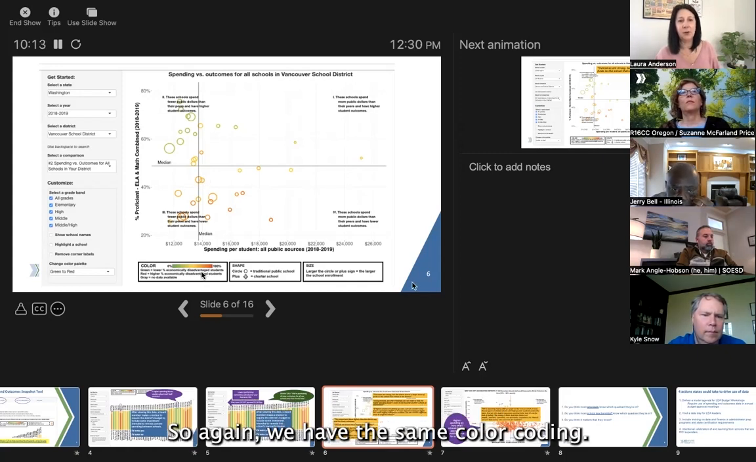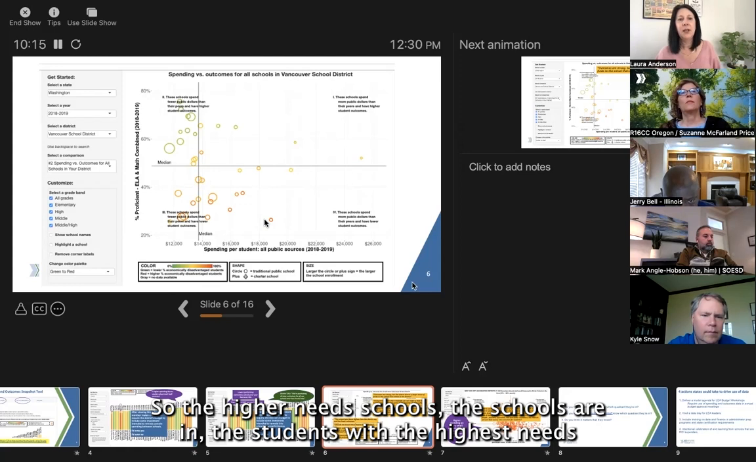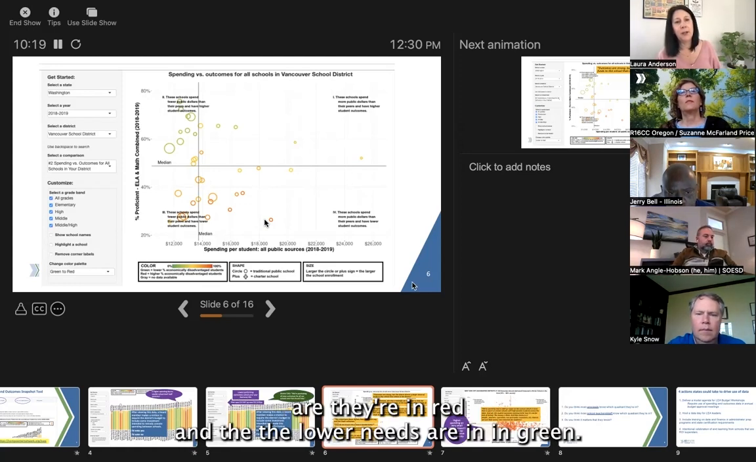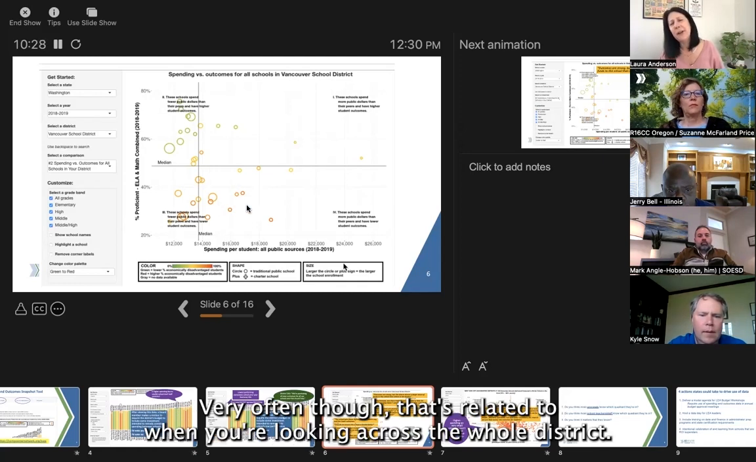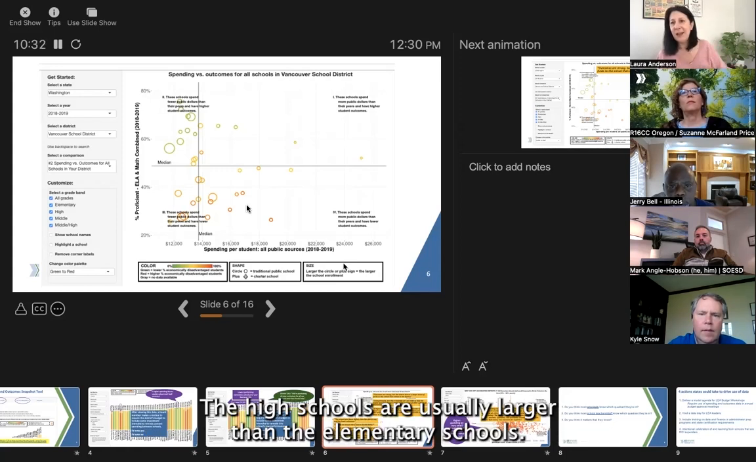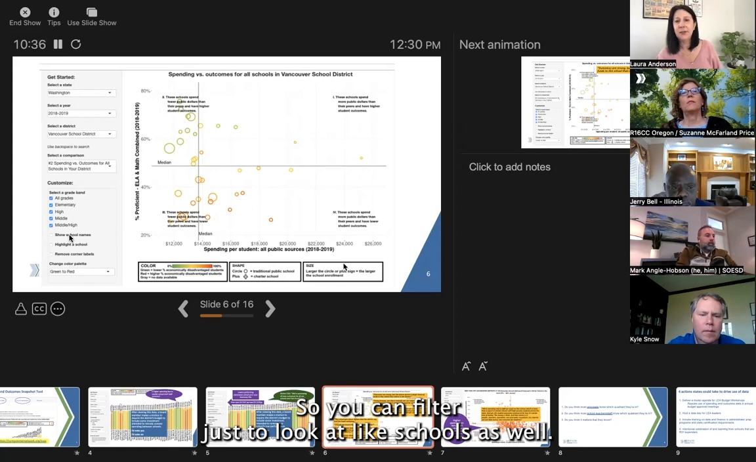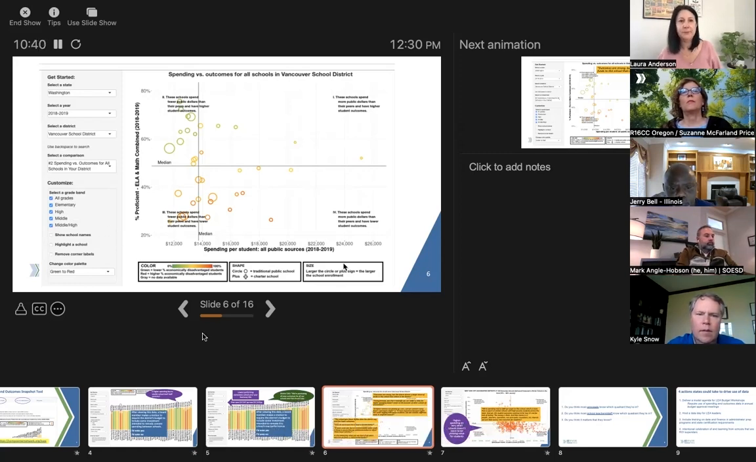So again, we have the same color coding. The higher need schools, the schools serving the students with the highest needs, are there in red, and the lower needs are in green. School size is represented by the size of the circle. Very often, when you're looking across the whole district, the high schools are usually larger than the elementary schools. So you can filter just to look at like schools as well. So you'll have this view.